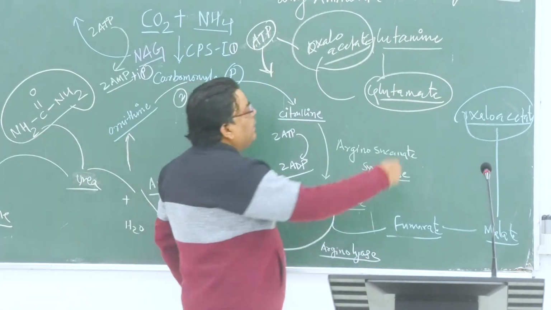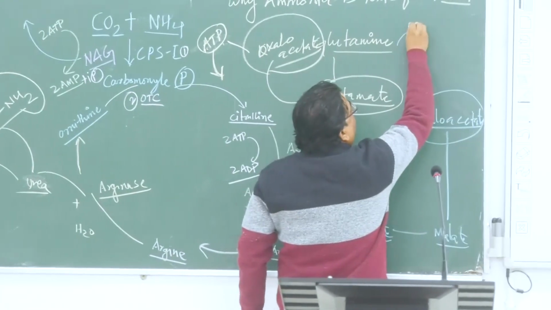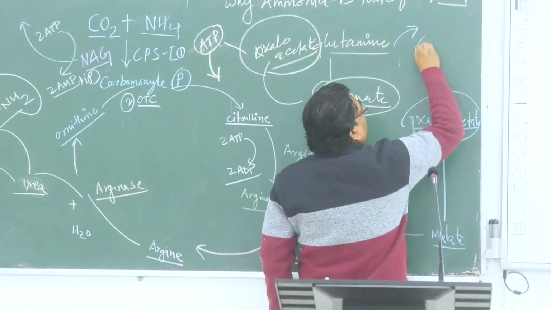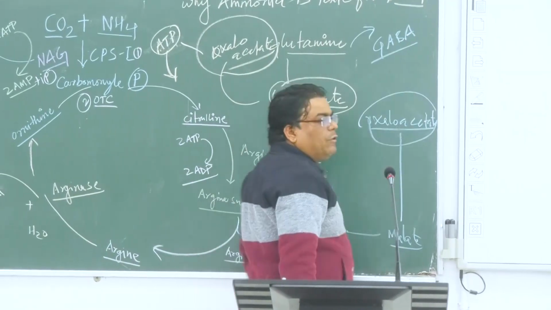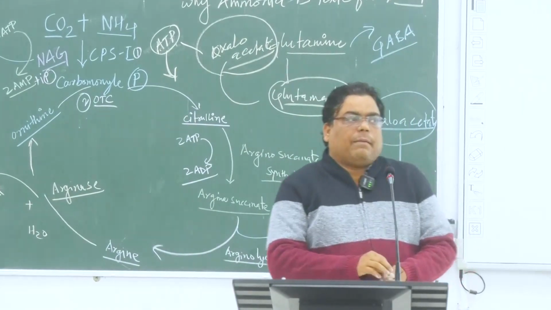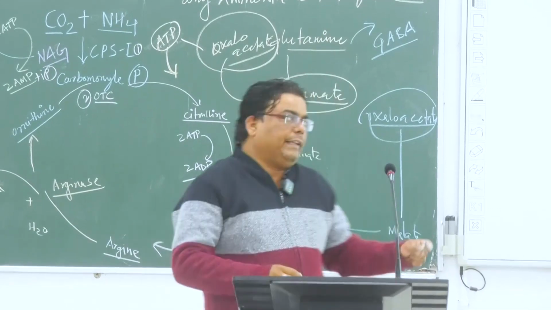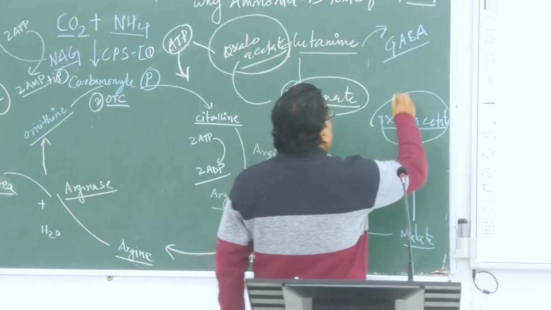Now second one, there is less formation of GABA. This is gamma aminobutyric acid. It is a neurotransmitter.